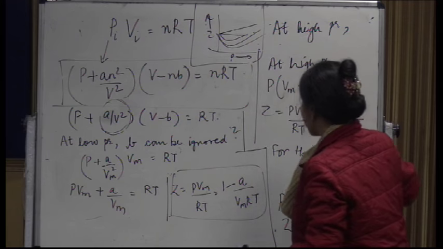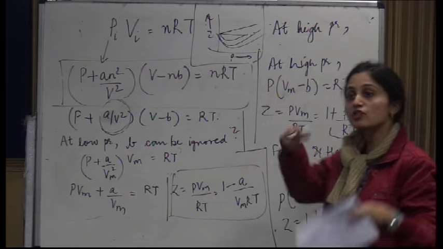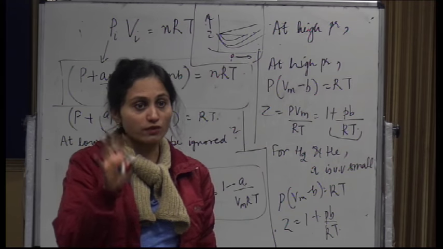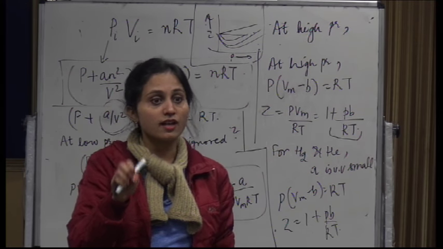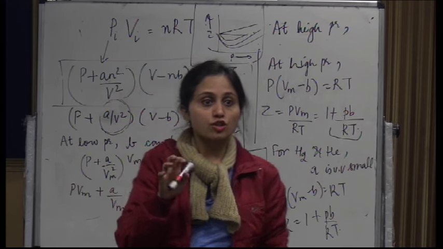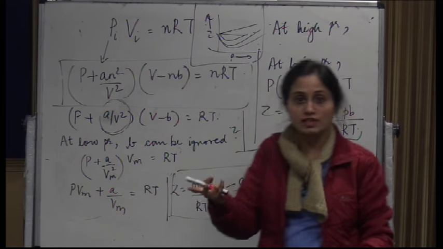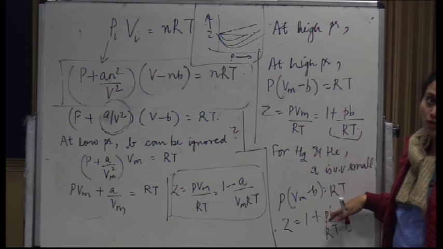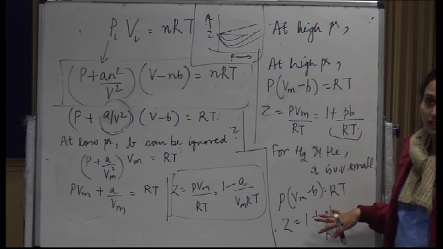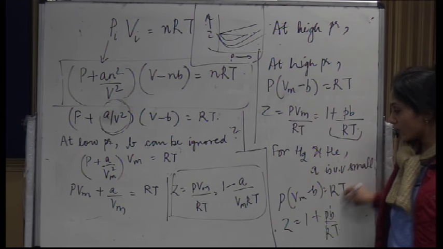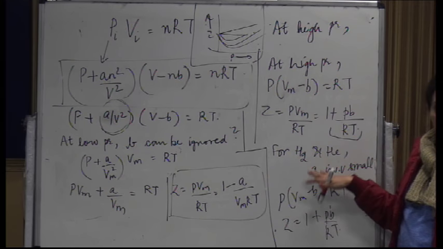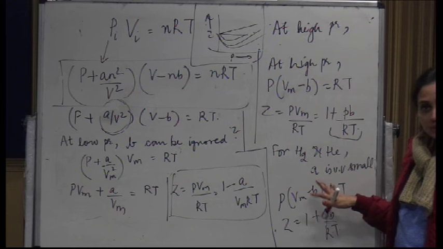Now what happens for hydrogen and helium gases? A is already very small. The measure of the forces of attraction which are already there is very, very negligible. So right from the lower pressure ranges, it follows only one expression, which is P into Vm minus B is equal to RT. So for them only one equation is applicable. In fact, the van der Waals equation for hydrogen and helium always remains as P into Vm minus B is equal to RT.